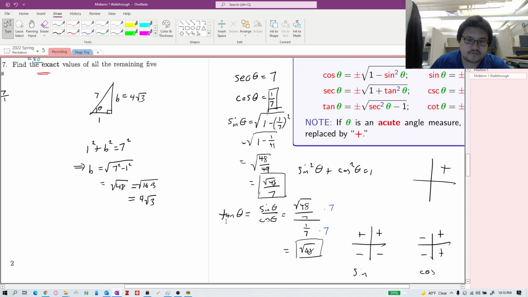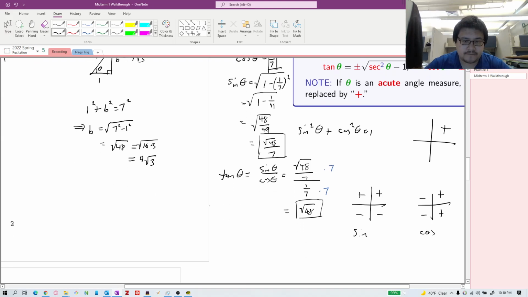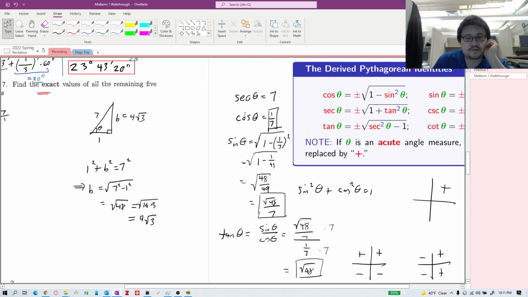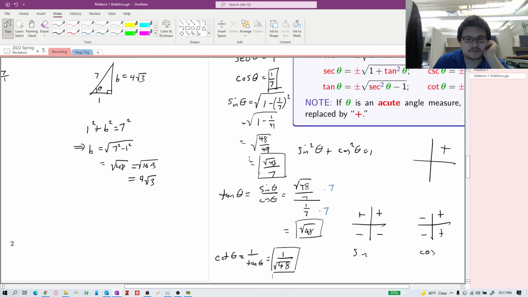Okay. If I reciprocate tangent, I get cotangent. That's what he calls the reciprocal identities. Okay, sure. Cotangent theta is equal to 1 over the tangent of theta. So we know this is 1 over root 48. Okay, great. We found another guy. Let's see, what are we missing? Secant. Okay. Sine, cosine, tangent, secant, and cosecant.